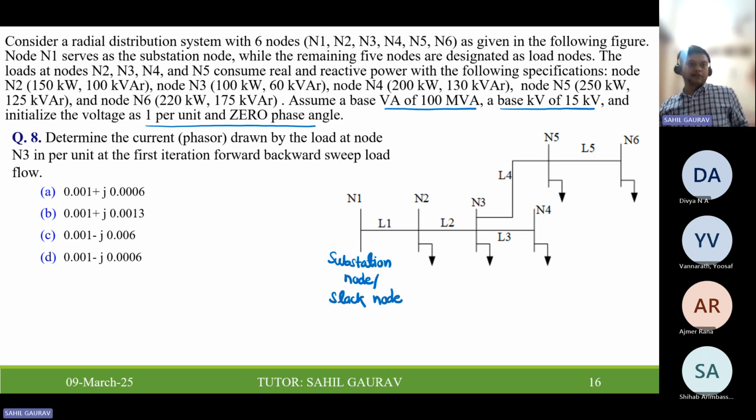So in the 8th problem, you have to find the current drawn by the load at node N3. So you have to find the I N3, at the first iteration of the forward backward sweep load flow.